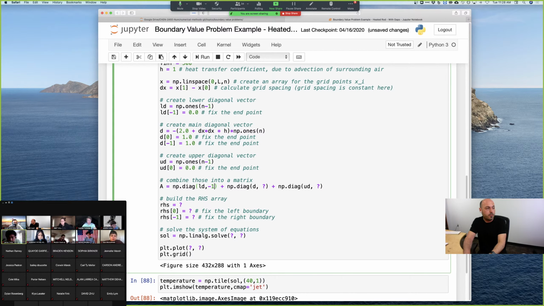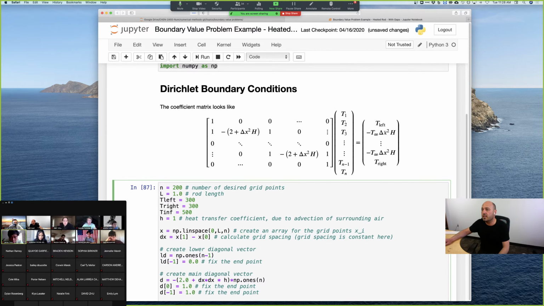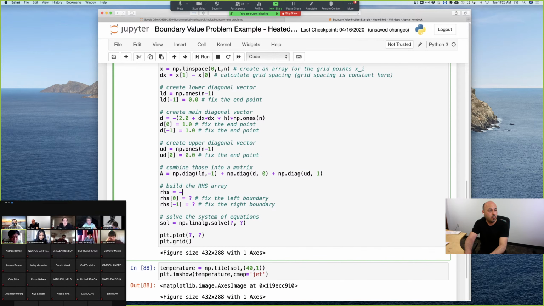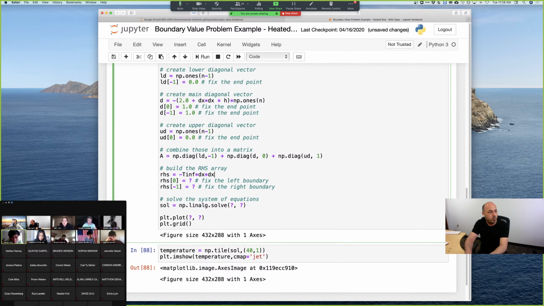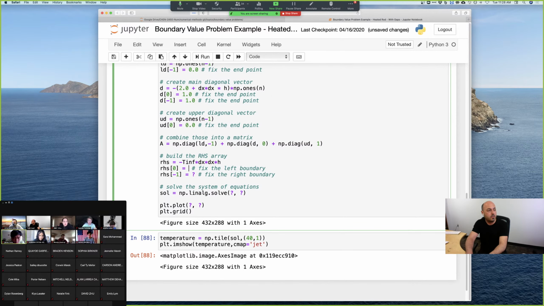Okay, so with np.diag, lower diagonal is located at minus 1, main diagonal is located at 0, and upper diagonal is located at plus 1. Finally, build the right-hand side. Okay, does anyone want to take this? So for the right-hand side, we got minus T infinity delta x squared times h, right? So this is going to be simply minus T infinity, what did we call T infinity? T inf, okay, times dx squared times h. But we still have to fix the first and last points to T left and T right. Okay? So RHS 0 is T left, and RHS at the other endpoint is T right.